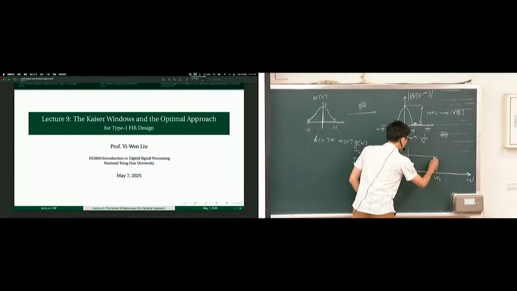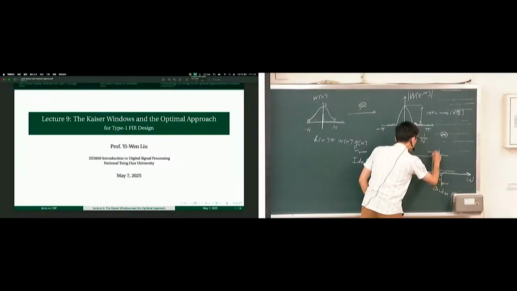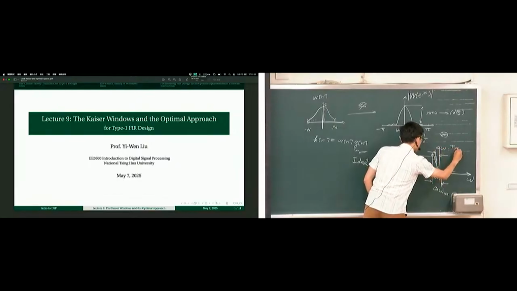Transition width, strictly speaking, theoretically is a bit smaller. Technically, it is a bit smaller. This is the slightly narrower transition width. Yeah, transition width.